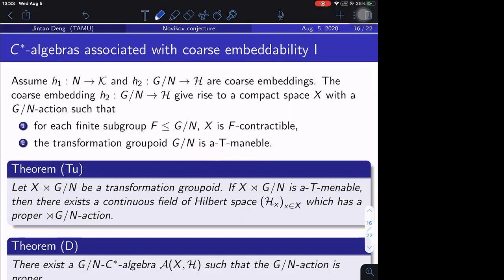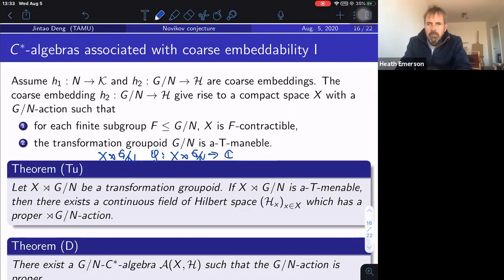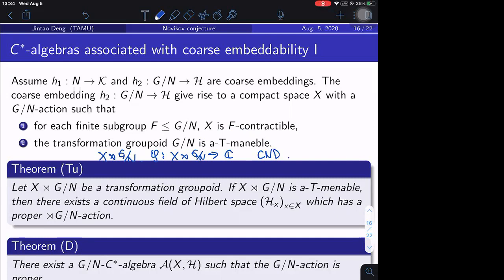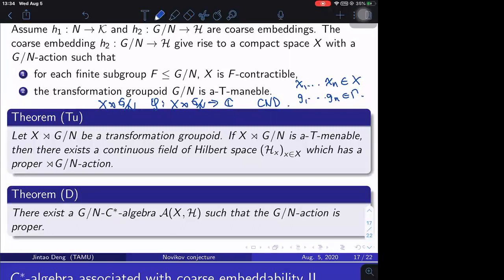Let me explain what a-T-menability means. If you have the group action of the quotient group on X, then you will have the transformation groupoid, and a function on the transformation groupoid is called conditional negative definite, CND, which means that for any finite elements x_i in X and any elements g_i in the group gamma, you will have the sum over i,j of phi(x, g_i^{-1} g_j) lambda_i lambda_j, sorry, excuse me, g_i g_j, is smaller than or equal to 0.